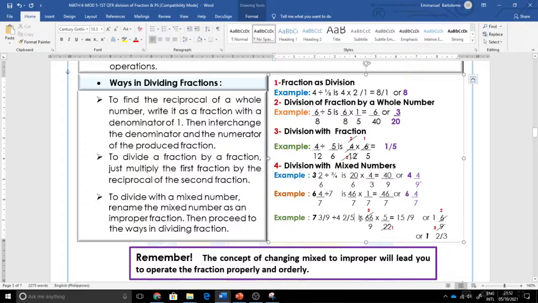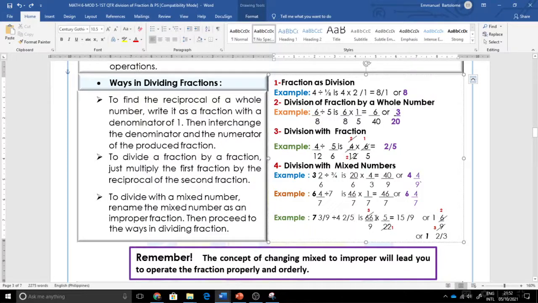Ang 22 over 20 po niya, ang 22 over 20 po. So ang 22 over 5 po is just the improper. So pag reciprocal mo yung 22 over 5, dito will become 5 over 22.